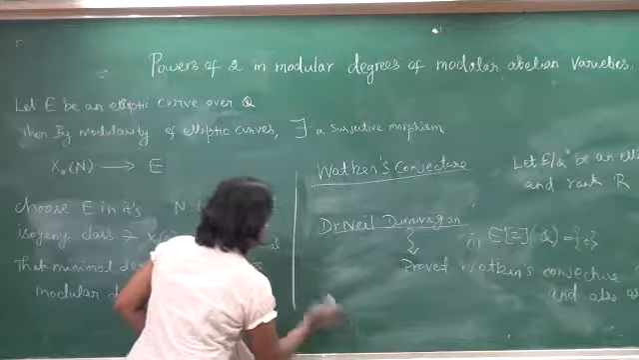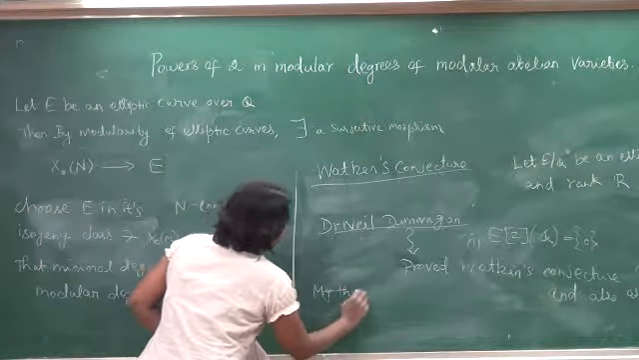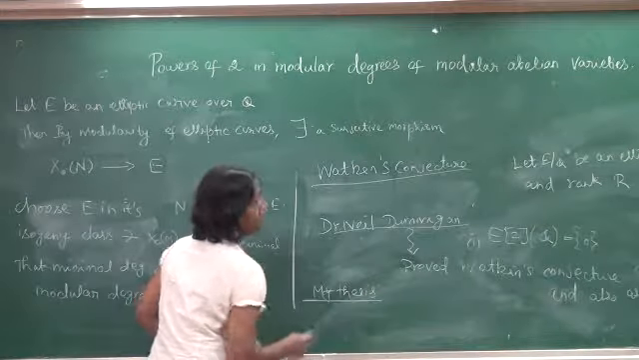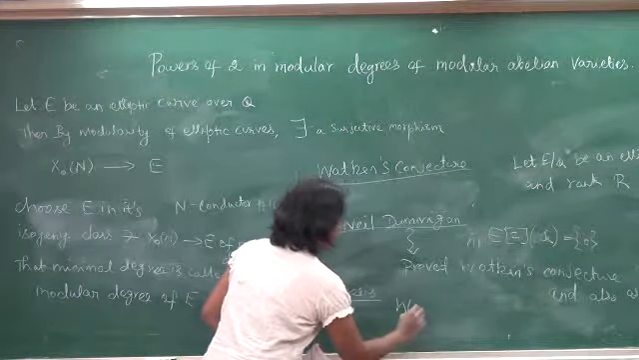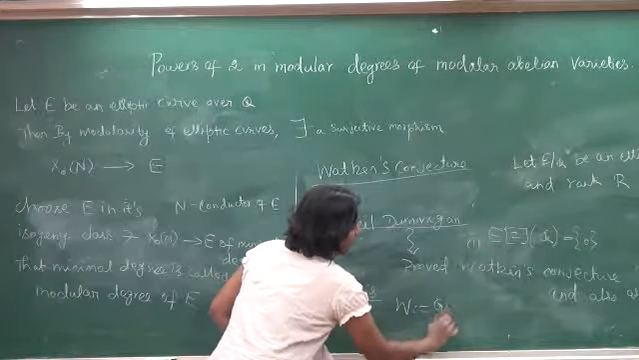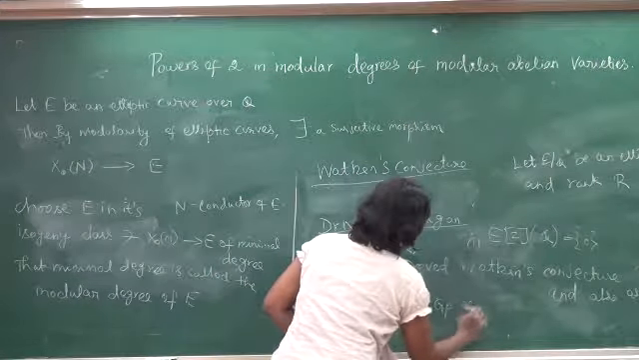Okay. My thesis problem. My thesis. Let W be the group of Atkin-Lehner involutions.